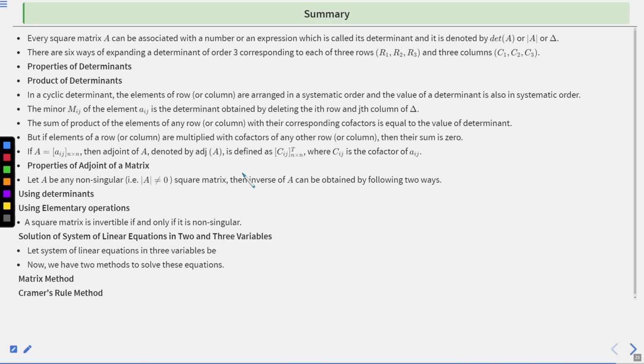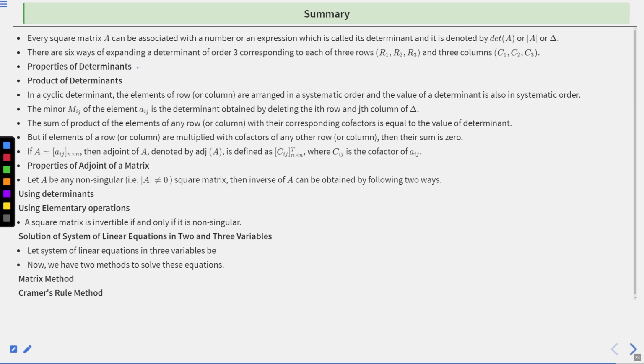Now let's see the summary of these chapters. This chapter we have discussed so far. So every square matrix A can be associated with a number or expression which is called its determinant, and it is denoted by determinant of A. There are 6 ways of expanding determinant of order 3 corresponding to each of the 3 rows, that is R1, R2, R3 and 3 columns C1, C2, C3.